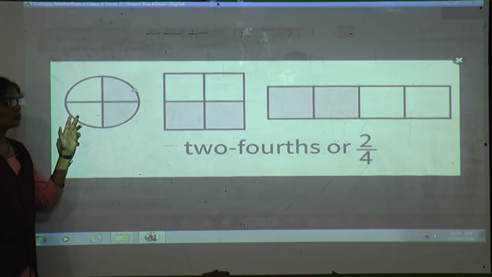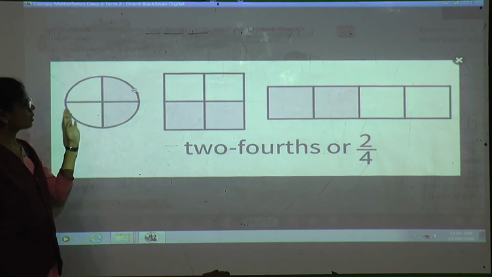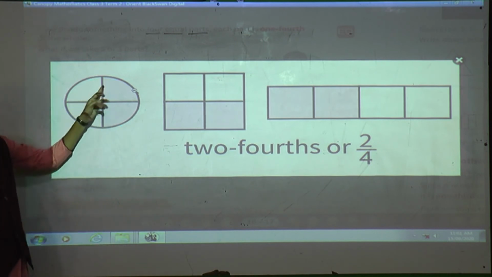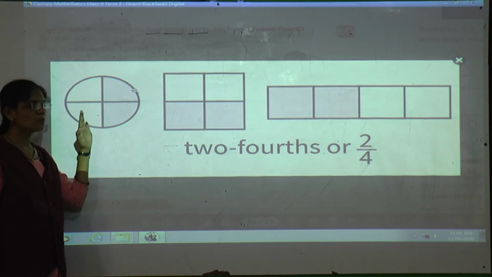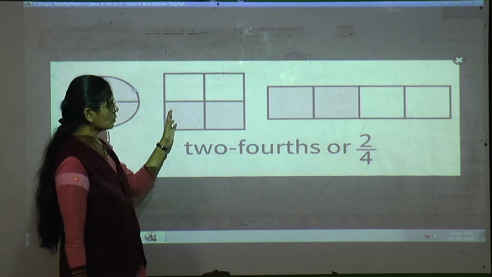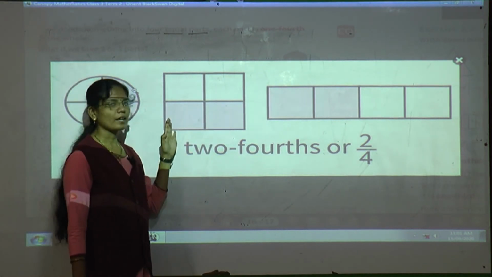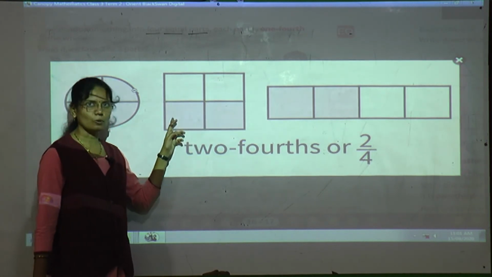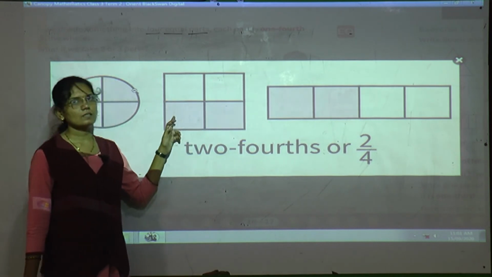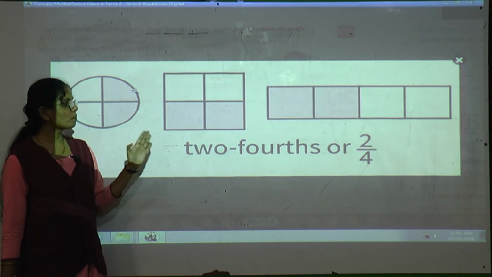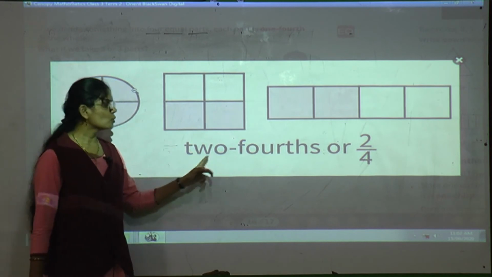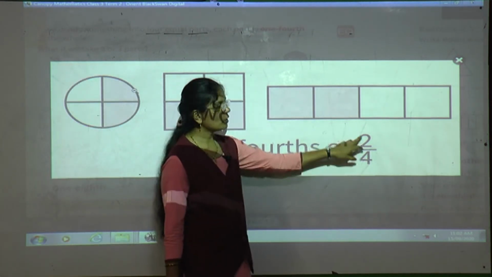So it is called 2/4. Why is it called 2/4? Because this whole circle is divided into 4 equal parts, and out of those 4 parts, 2 are shaded. So it is called 2/4 of the whole. Here also you can see, here one square is there. And this square is divided into how many equal parts? 1, 2, 3, 4. In 4 equal parts this square is divided, and out of those 4 parts, how many parts are shaded? 2 parts are shaded. Okay, so it is called 2/4. How will you read this fraction?